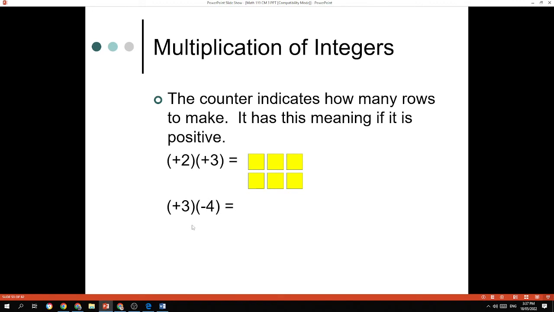The same thing with this one. 3 groups of -4. So I'll be having -4, that's four red squares, and 3 groups. So that will be the answer now: -12.